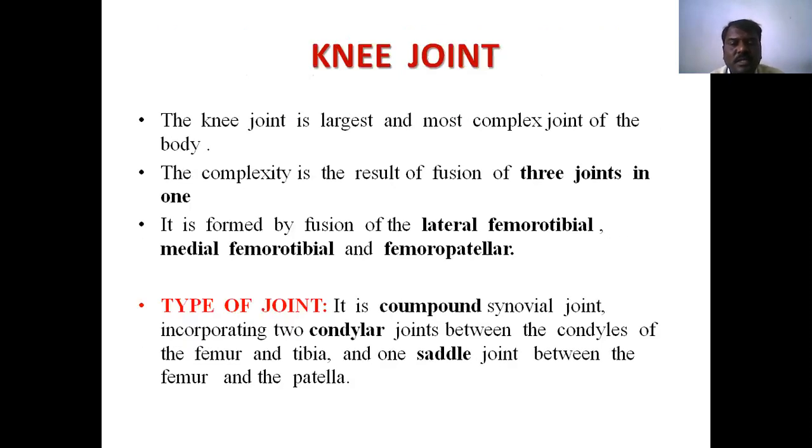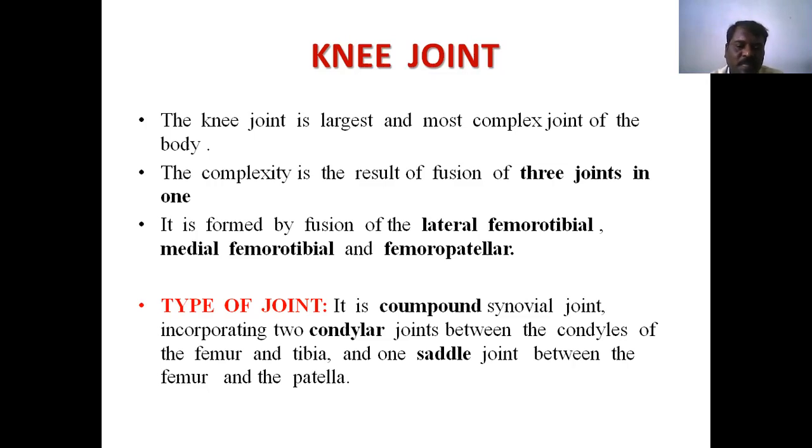So next, the knee joint is the largest and most complex joint of the body. The complexity is the result of the fusion of three joints in one joint. It is formed by the lateral femorotibial, medial femorotibial, and femoropatellar joints. These are the three articular surfaces. These three bones articulate to form a knee joint.